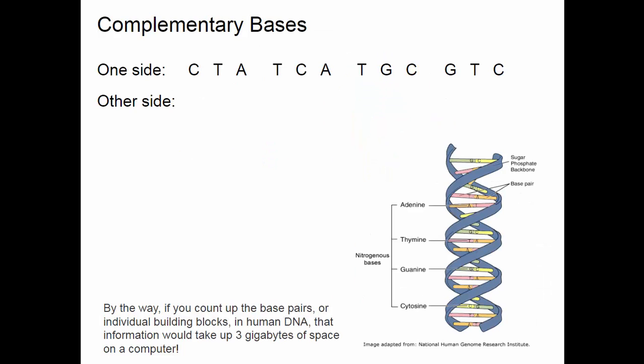So if we just look at a strand of DNA, let's say on one side we had C, T, A, T, C, A, and so forth, we could write in the matching complementary bases. So what would go with the C? G. And here? A, G, T. So if we know one side, we could always fill in the other side because of this rule of complementary base pairing.